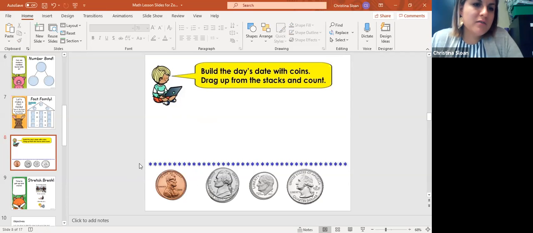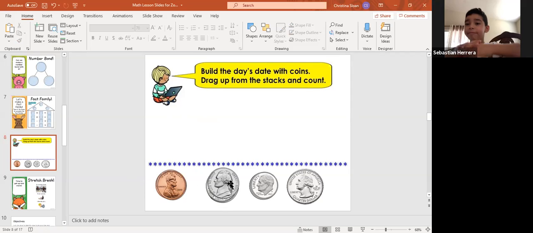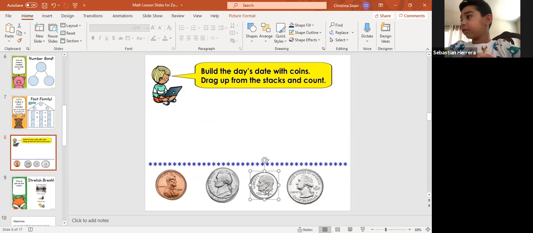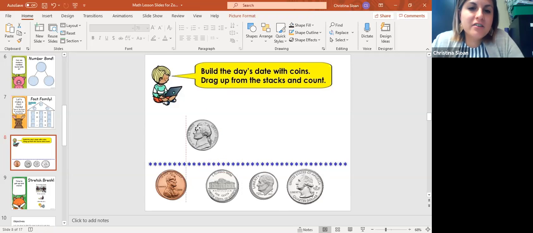How many nickels and pennies would we need to make 17 cents? Who can help me with this one? Sebastian? How much is a nickel worth? 10. Close. A dime is worth 10. So how much is a nickel worth? 5. Very good. A nickel is worth 5.